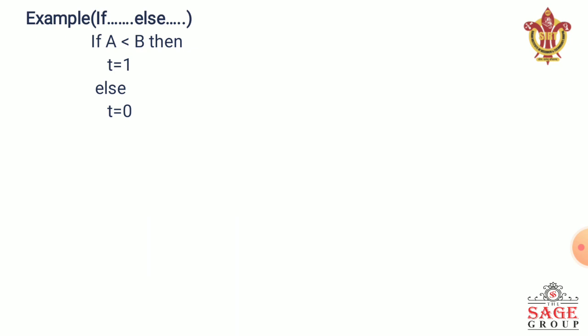Now we have taken some examples of programming structures. Firstly, we start with the if-else statement. We have taken an example: if a less than b, then t equal to 1, else t equal to 0. If we want to convert this type of statement into three address code, then we have to follow the foundation of three address code, which means a maximum of three operands and one operator can be used.